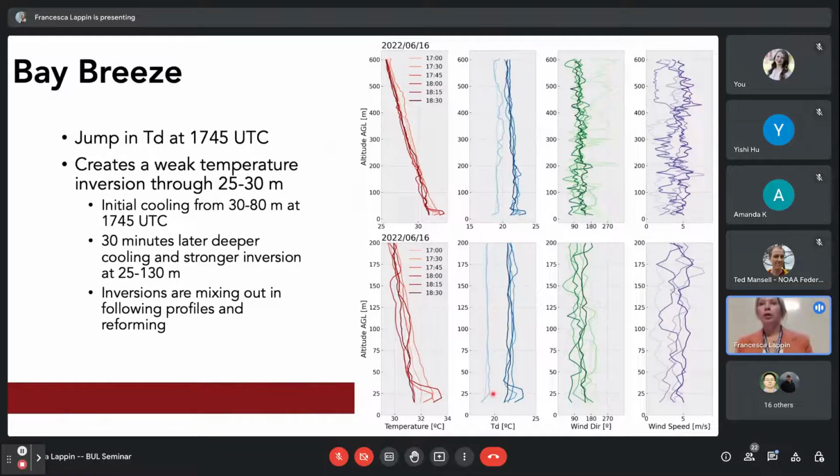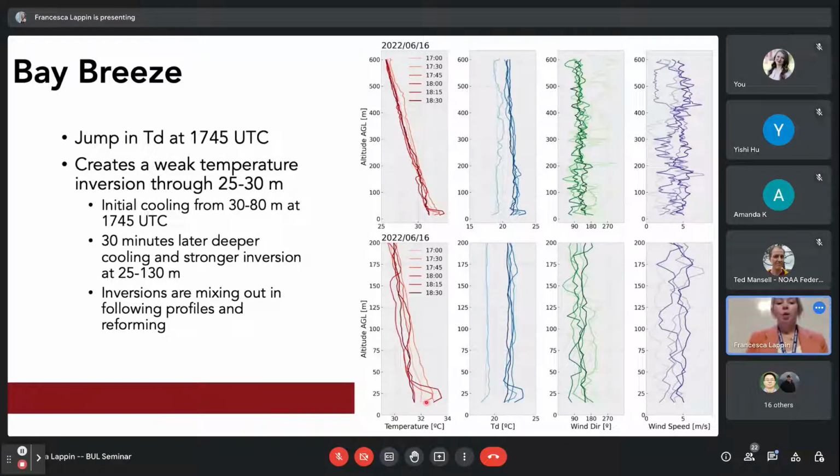And the most noticeable thing is this jump in dew point over a span of 15 minutes of about 2 or 3 degrees from 1730 to 1745. And with that, we have this variation in your temperature profile, which I find really interesting. We have this kind of temperature inversion, and then a steep drop off where the air is being cooled.